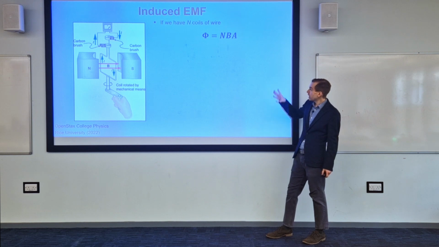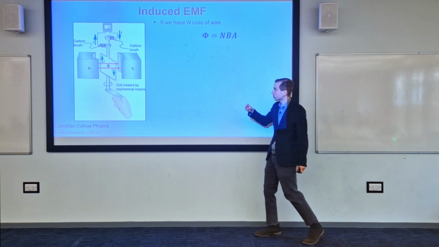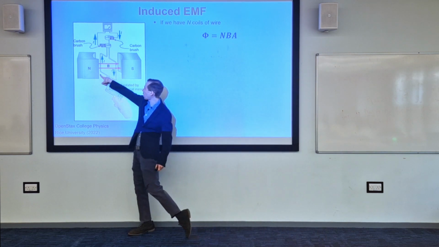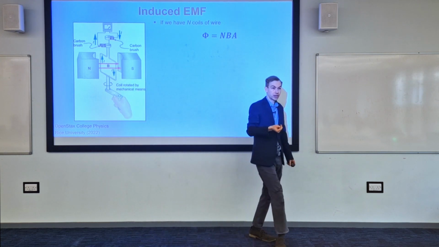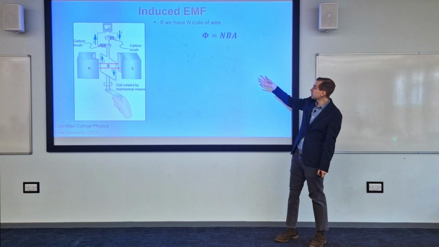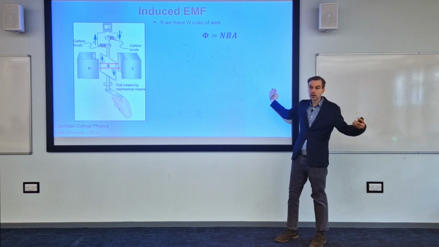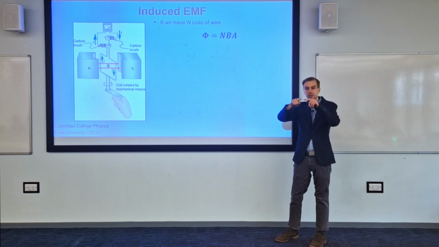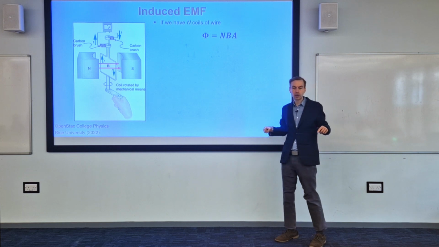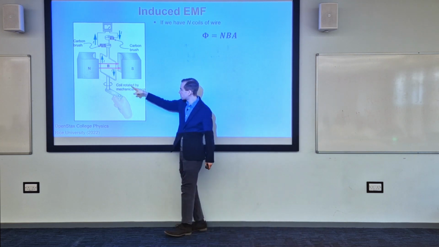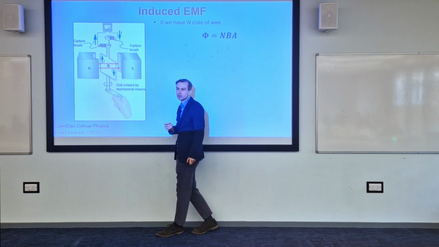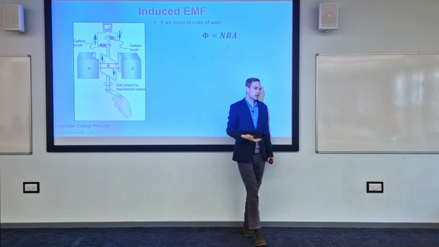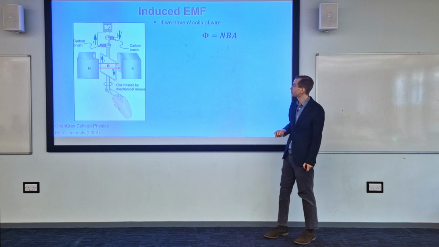So if we have n coils of wire, here we've only really just got one coil of wire, but you want to wrap as many coils of wire as you can fit around your generator. So the magnetic flux is the number of coils of wire, how strong your magnetic field is, and the area of the coil. So here, it's a square. Sometimes that coil could be a different shape, could be a circle, something like that. It's just what that area is.